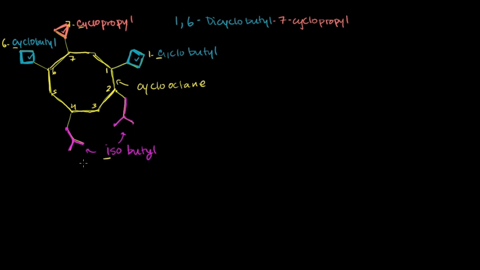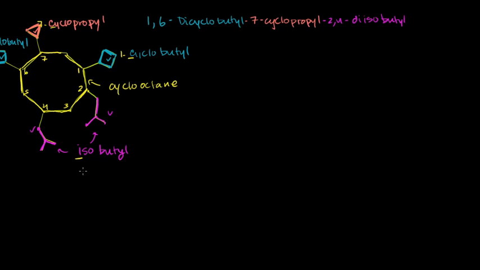Got that guy out of the way. And then at 2 and 4, we have an isobutyl. So then we have a 2, comma 4. And we have 2 of them, so it is diisobutyl. And then finally, cyclooctane. So we got the 2 and the 4 diisobutyls out of the way. And then we have our cyclooctane. So I'll just write the cyclooctane. And we're done. This was the common naming.